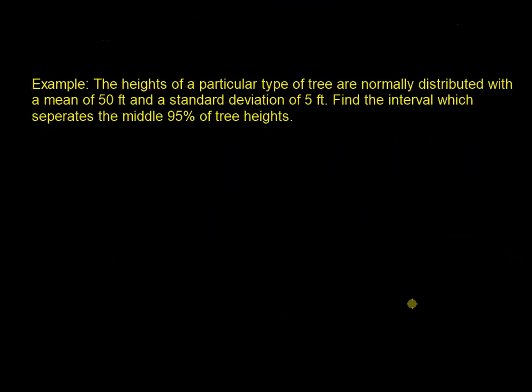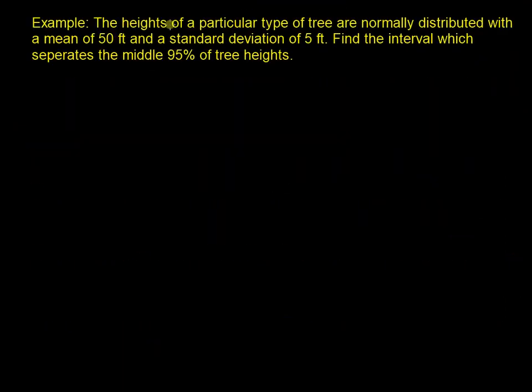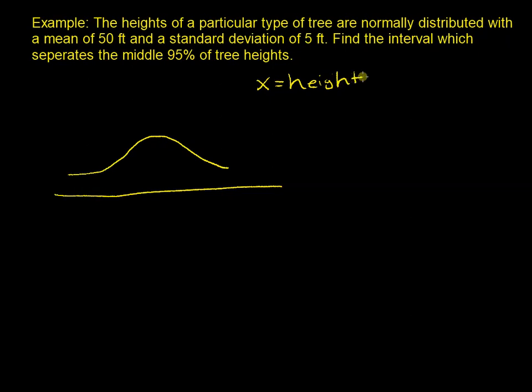All right, let's do one more example. The heights of a particular type of tree are normally distributed with a mean of 50 feet and a standard deviation of 5. So I have this distribution here. x now is going to be the height of the tree. That's what we're talking about. And this is the distribution over here of x.